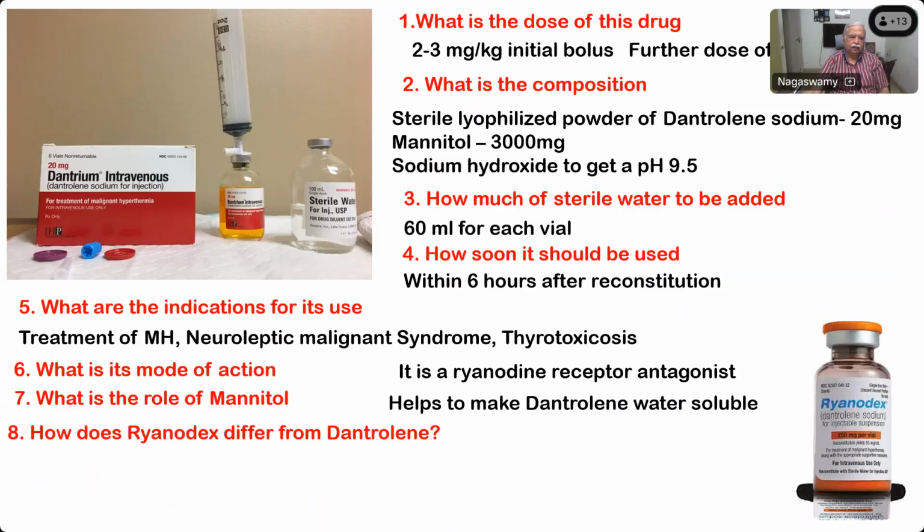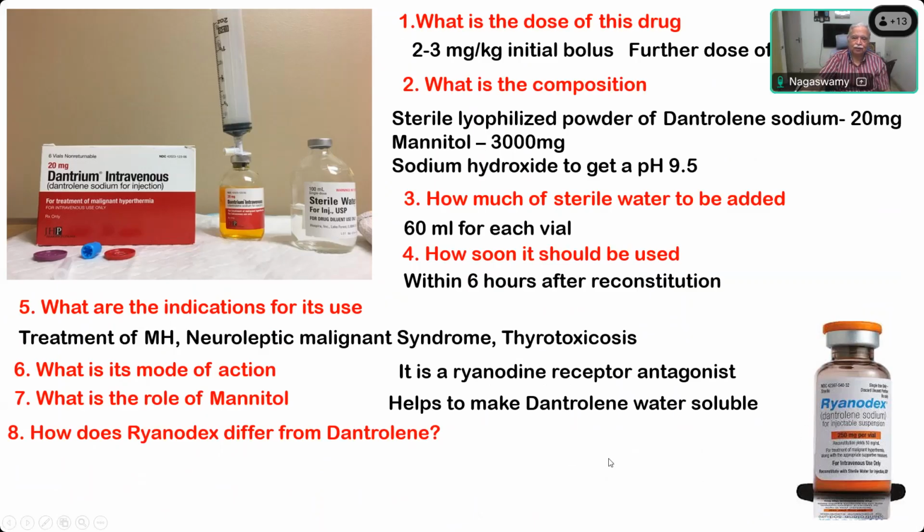How does the newer formulation differ from dantrolene? Usually dantrolene exists in powder form, whereas this is a liquid form. It is easy to reconstitute and takes less time when compared to dantrolene. You can see the label here, it is written 250 milligram per vial.